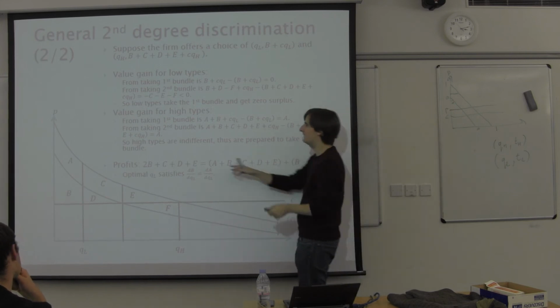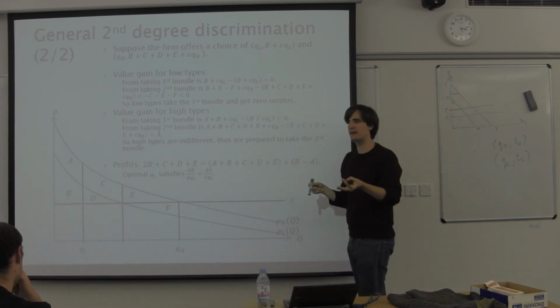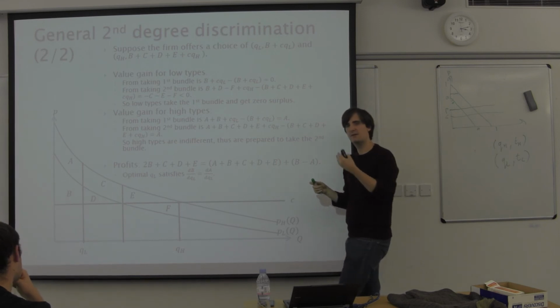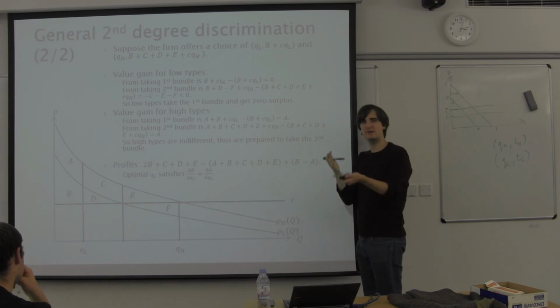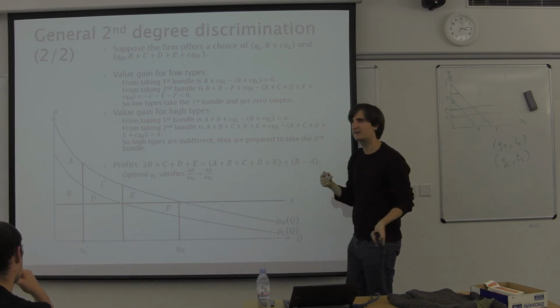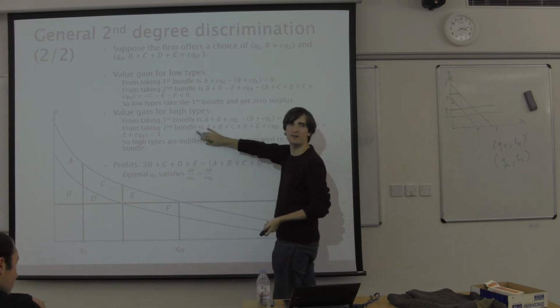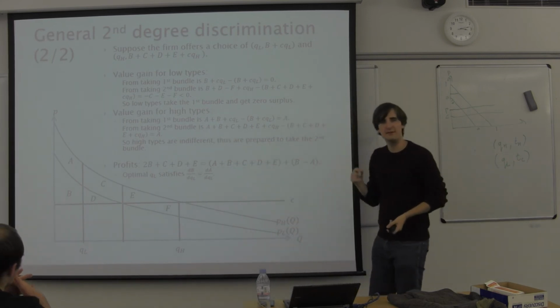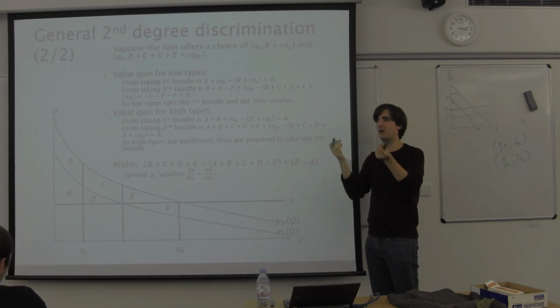Okay, so all that's going to be left is A. So if they take the first bundle, they get a surplus of A overall. If they take the second bundle, they get a surplus of A overall. So they're just indifferent between the two. And we can give them one penny extra from taking the second bundle to ensure that they take the second bundle. So the high value types are just indifferent between taking their bundle and taking the low bundle.